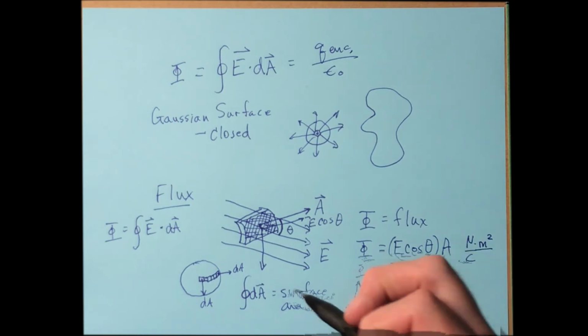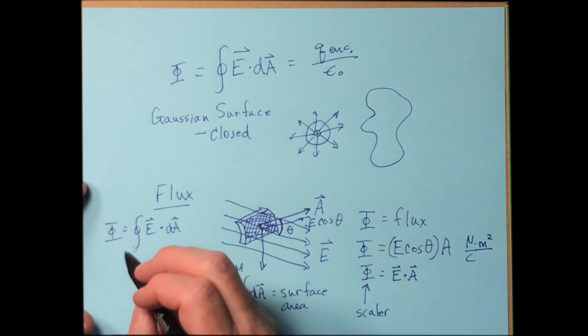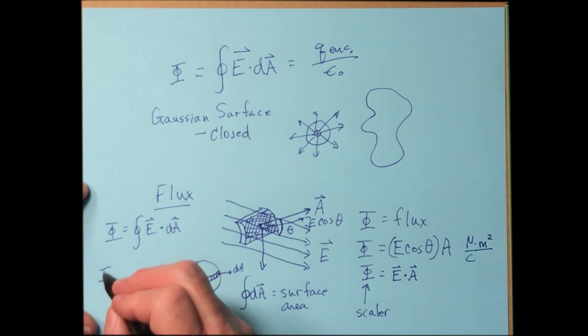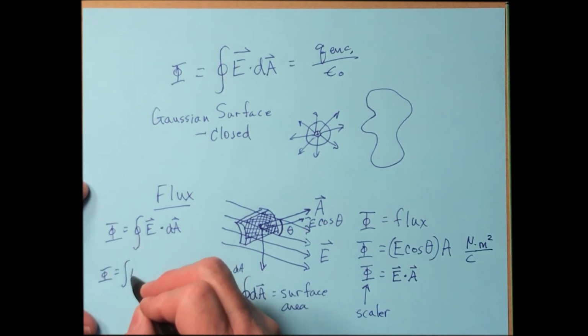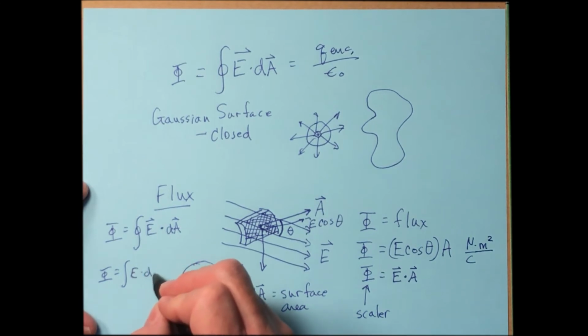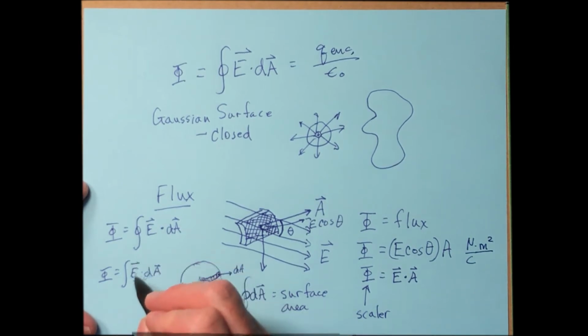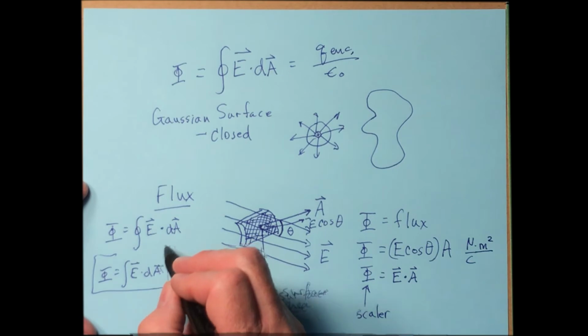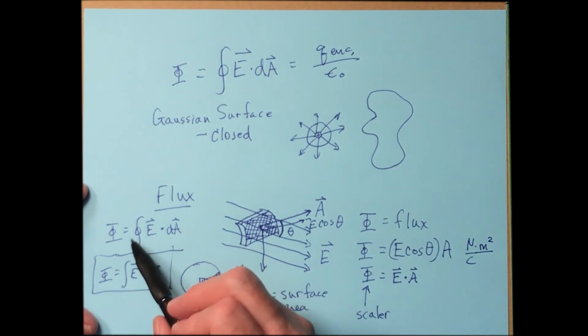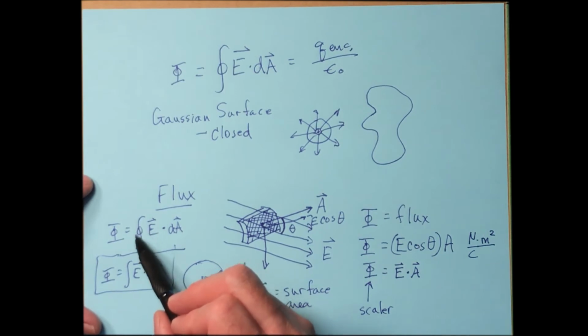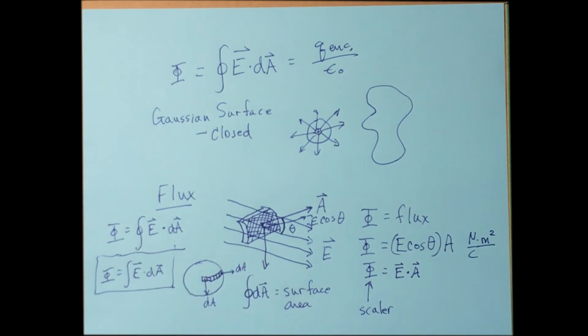Now, to be honest, a true definition of flux doesn't necessarily require that the surface be closed. So flux in and of itself is just E dot dA. That's a much better definition of flux itself. But for our purposes here, we're going to have closed surfaces. So the little circle on the integral sign indicates that we're talking about a three-dimensional closed surface. Flux itself, not necessarily closed.